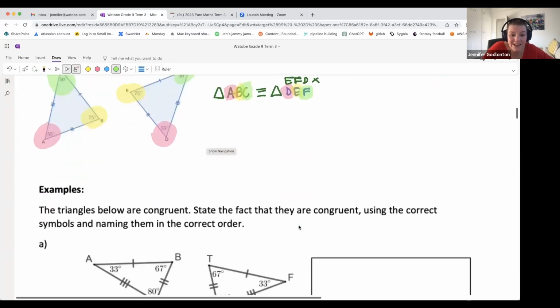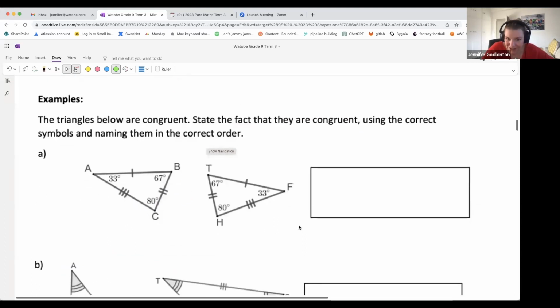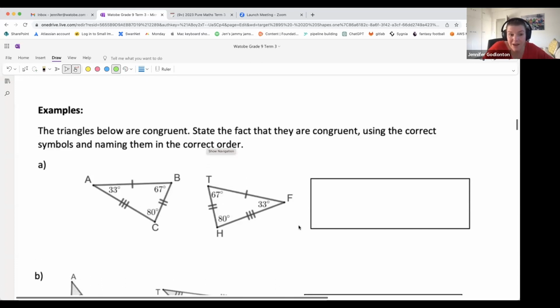Let's move on down. Okay, so what I'd like you to do for these ones, and don't overthink them, we can go through these quite quickly, is I want you to try and get the order right. So I'm going to show you what I mean by that for this first question, and then I want you to try and do B by yourselves, okay?